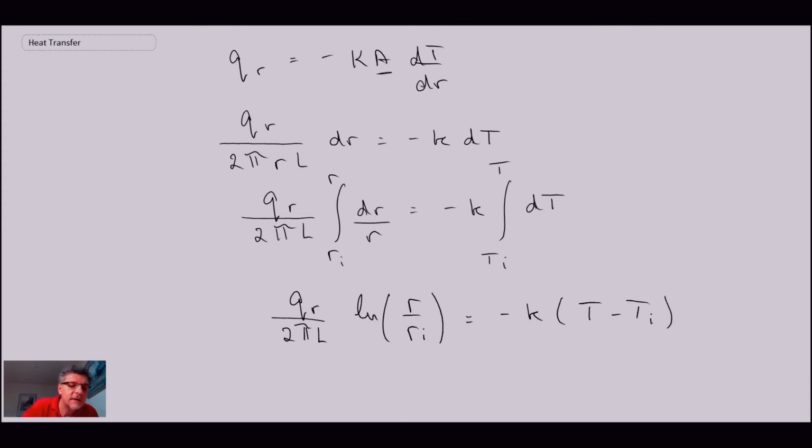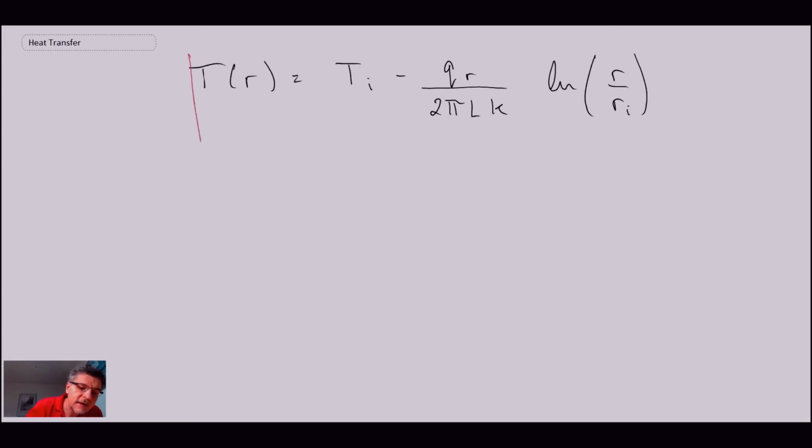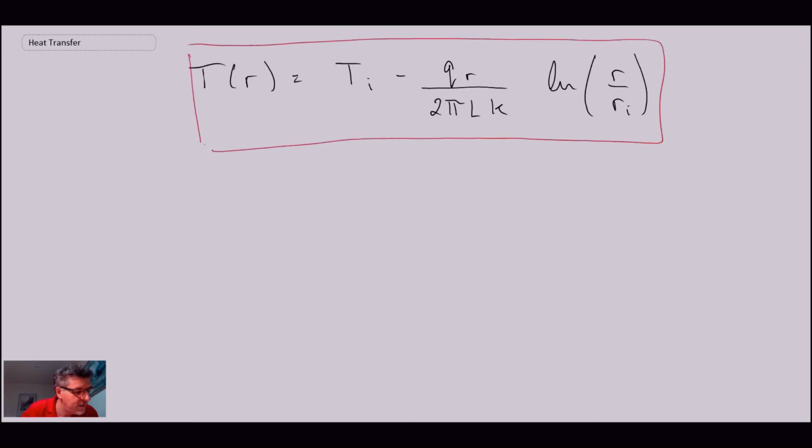So we get that equation, and just like before, what we want to do, we want to isolate to get our T at an arbitrary radial location R. So let's go ahead and do that. So we get this equation here. Now, we're not quite home free yet, and the reason is we still have the QR in there. So we need to determine that.